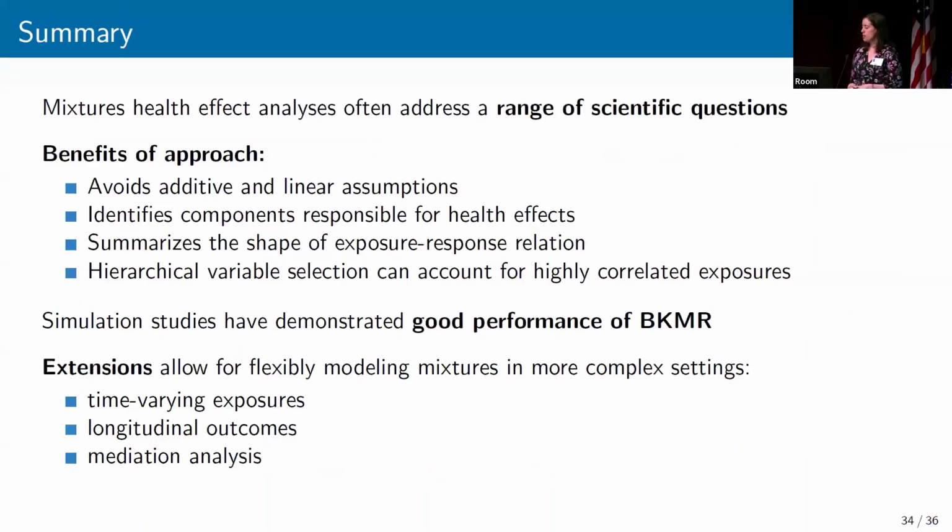So to summarize, mixture health effect analyses often address a range of questions, as has been the theme of today. The benefits of BKMR is that it avoids additive and linear assumptions, identifies components responsible for health effects, and it allows you to summarize the shape of the exposure response function and look at different numerical summaries to quantify that relationship. The hierarchical variable selection can also account for highly correlated exposures. I didn't go into any of the simulation studies, but the papers illustrate some realistic data generating scenarios illustrating performance of the methods. And then we talked about extensions to a broader range of settings.